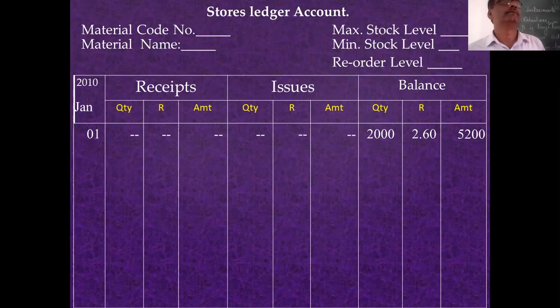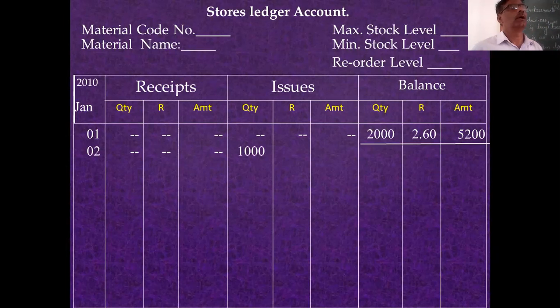Then what is the next date? January 2 is there. What is there? Issue or receipt? Issue. Then you put underline for the balance column. Okay. Whenever there is an issue, before starting the process of issue, you put underline for the balance column. Then what is the issue?